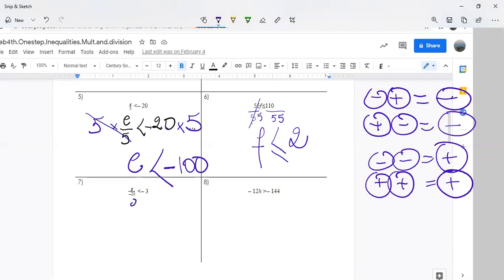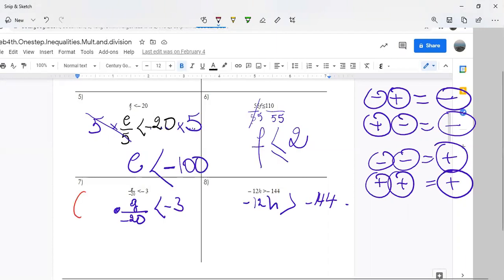All right. 7 and 8 are the only ones that are a little bit tricky. I'll write it bigger. G divided by -20 is less than -3. And here, -12 times h greater than -144. Okay, so here I have to multiply both sides by -20 to isolate the variable.